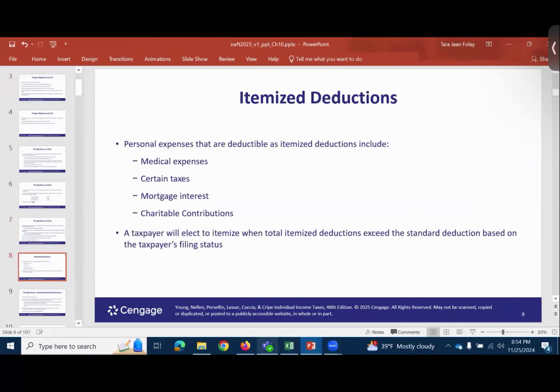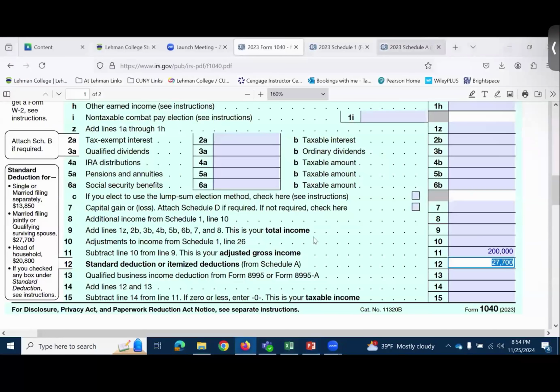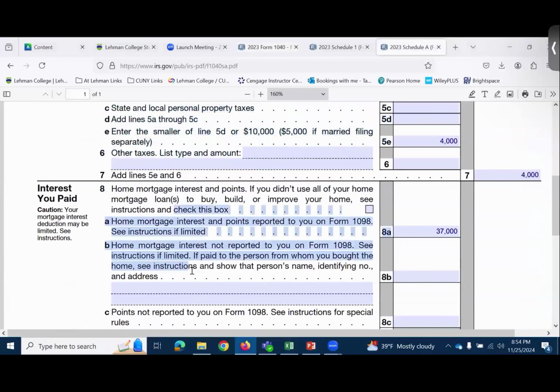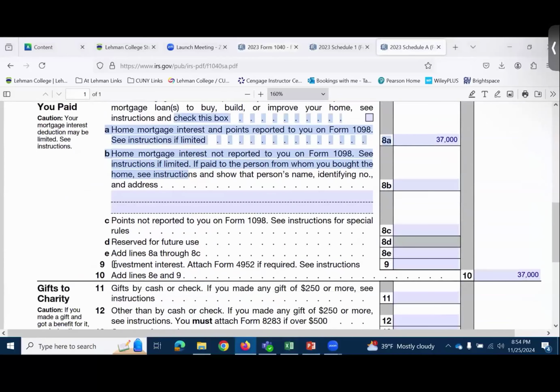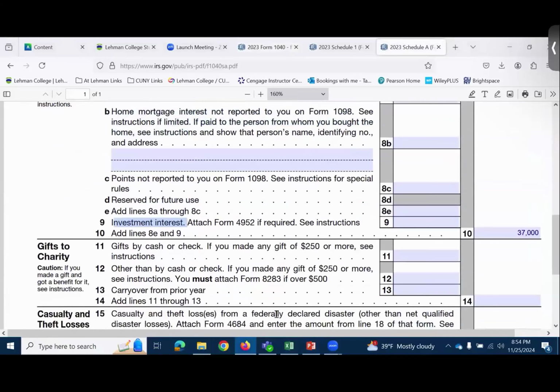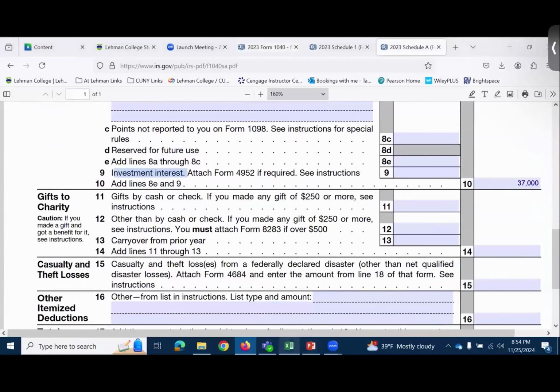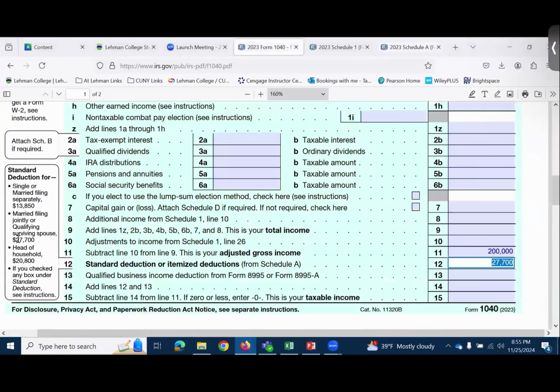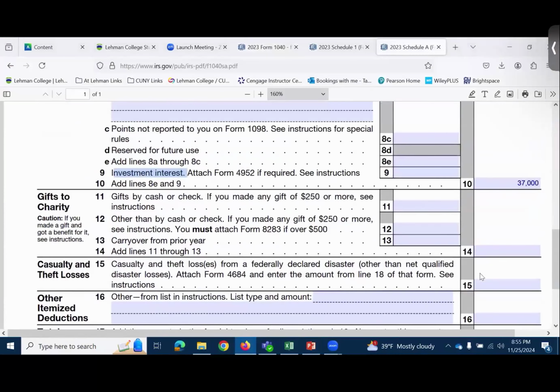What are itemized deductions? Itemized deductions are on Schedule A. Medical, taxes that you pay, interest that you pay on a home mortgage, that's it. And investment interest and gifts to charity and casualty. That's your itemized deductions. Medical, taxes, interest, charitable organizations. You'll elect to itemize when your itemized pieces are larger than your standard, right? So on our 1040, my standard is 27.7 for married, but I might itemize. If my itemized is more, I'm going to take the itemized because I get more of a deduction.